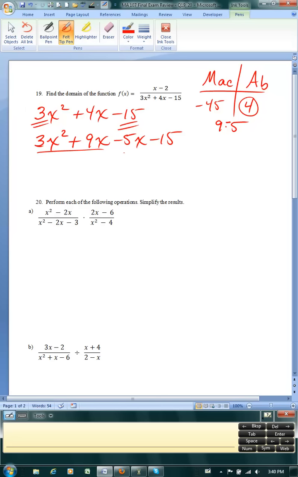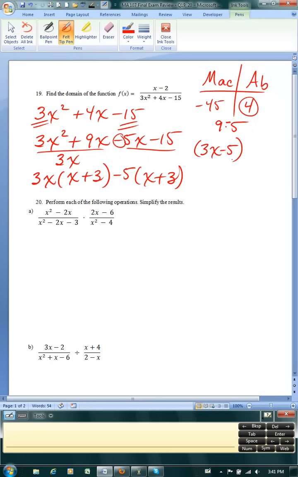With 4 terms, I'm factoring by grouping. If I put the 9 in the front, I'm taking out the greatest common factor. The highest number and letter that goes into both is 3x. When I divide by 3x, I get x plus 3. X plus 3 is further down the road. To create an x plus 3, I have to remove a negative 5. My two binomials are 3x minus 5 and x plus 3.